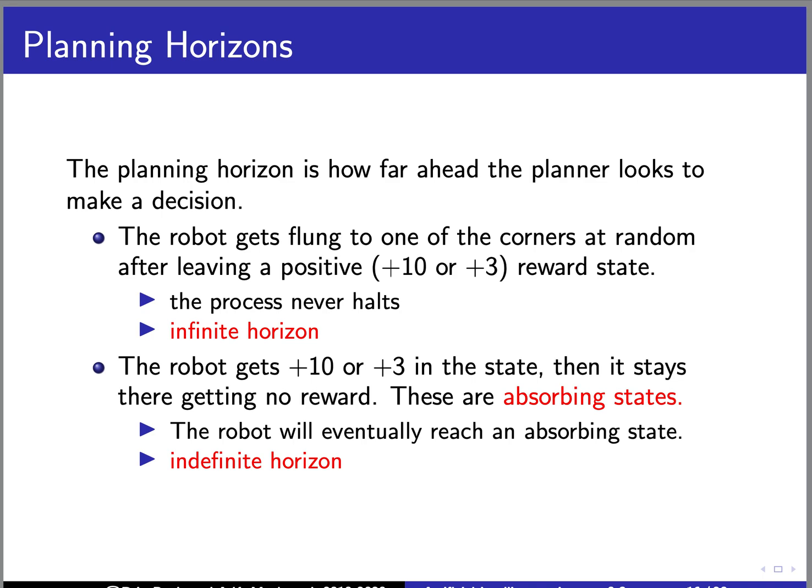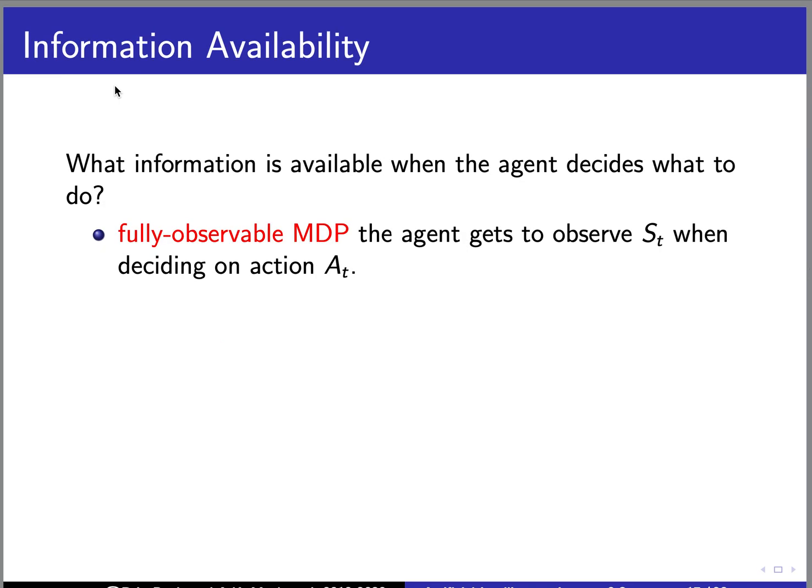So no matter what it does, the probability of not hitting an absorbing state ends up as 0 as time goes to infinity. So the question now is there are 2 different sorts of models that we're going to do. And the question is what information is available when the agent gets to decide what to do.